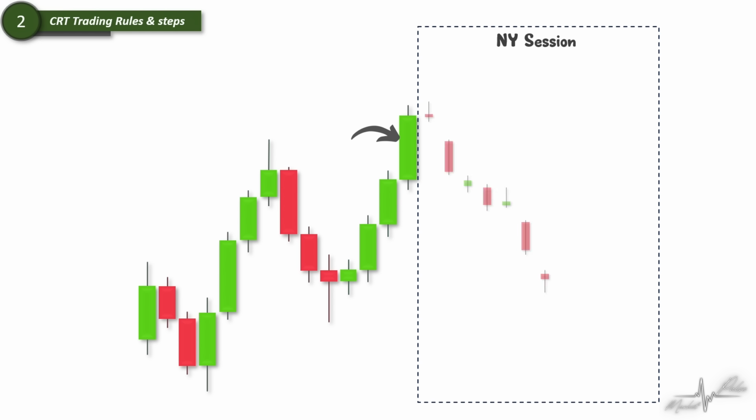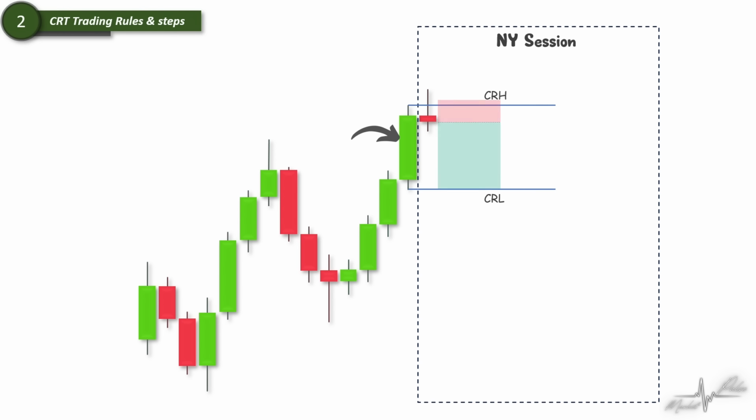So, here's a smart approach. Apply the CRT model to the 1-hour candle before the New York Open. If the price sweeps liquidity beyond that candle's range and then returns back inside it, you're witnessing a setup that aligns both with CRT principles and the natural behavior of the New York session.